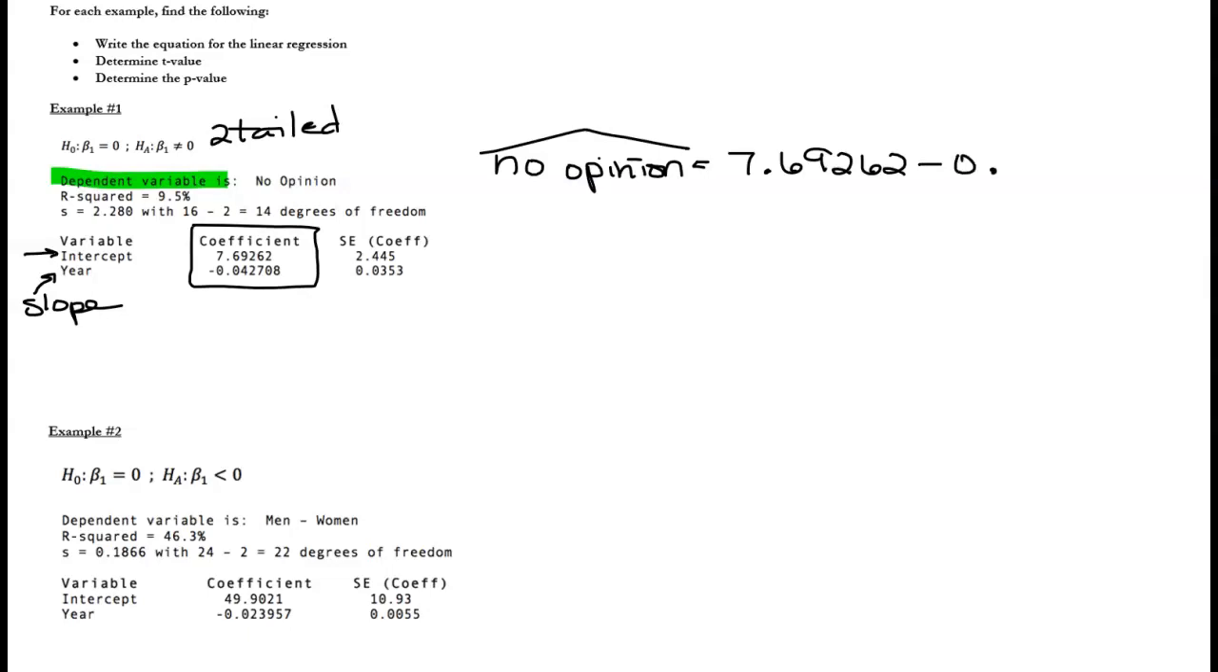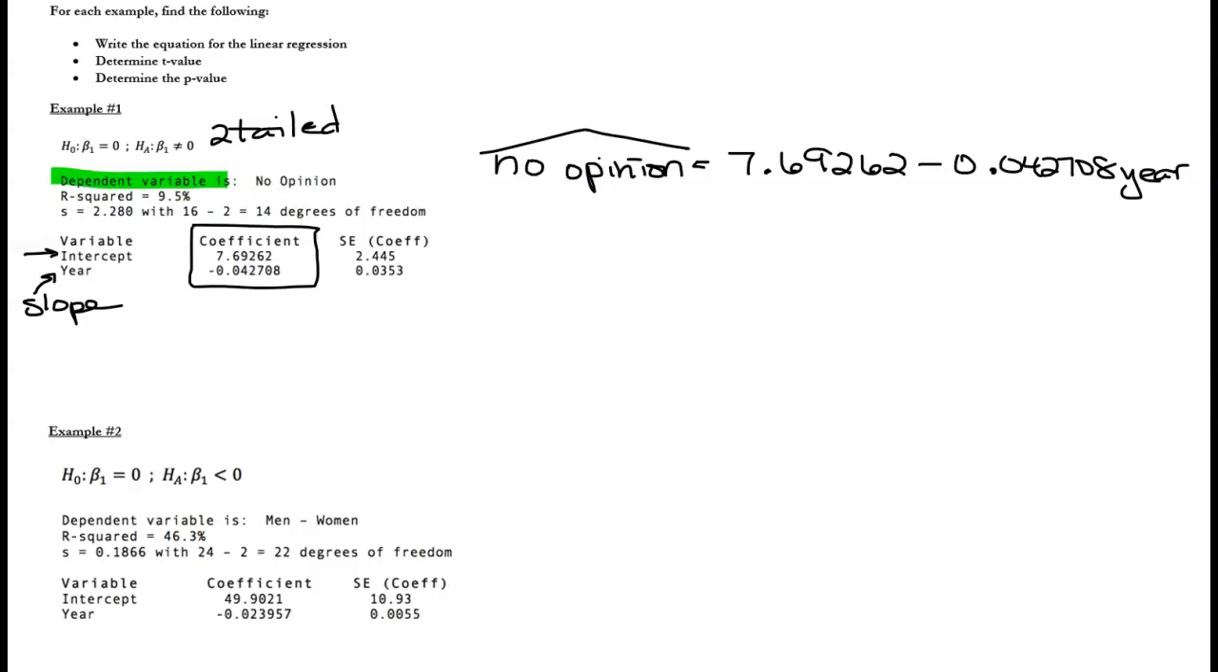Okay, it says the dependent variable right here, you see this, is no opinion. So we are predicting no opinion. So remember when we make up predictions, we put a hat on it. So no opinion hat equals our y-intercept, 7.69262, plus our slope, but our slope is a negative, so I'm just going to do the minus 0.042708. And remember, you have to write the word, and the word is year. So that's not new, it's just something we haven't seen in a while.